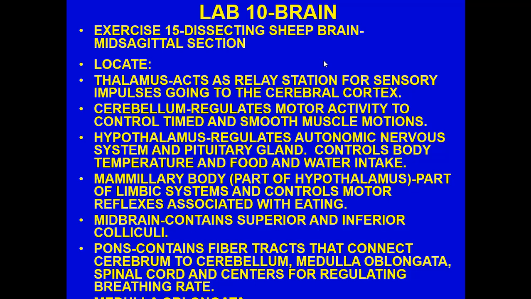The midbrain contains the superior and inferior colliculi. The pons contains fiber tracts that connect the cerebrum to the cerebellum. Okay, these are the peduncles that we were talking about. It also has fiber tracts that connect to the medulla oblongata, the spinal cord, and centers for regulating the breathing rate.